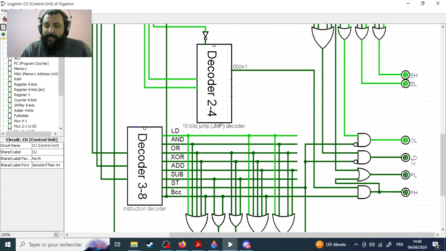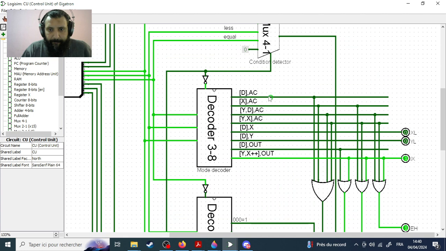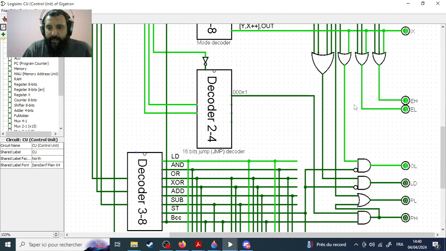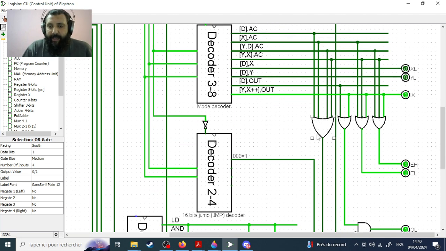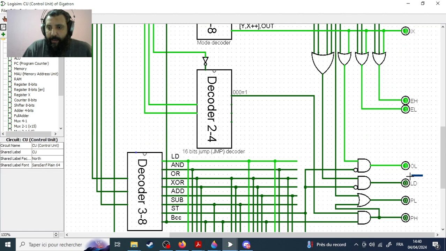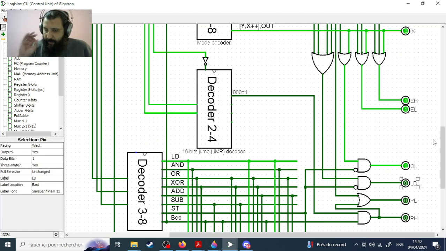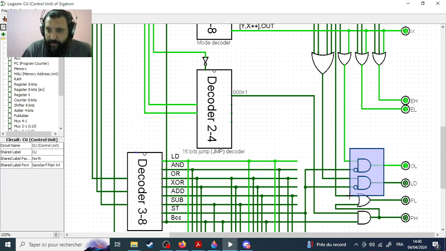This is very simple. And this is exactly the same for LD. LD is the signal to write on X, on the accumulator. When do we use the accumulator? D and X, Y. Yes, it is used with the first four modes. And it's very simple. We can see this OR gate activates when we choose one of the four. If we choose one of the four, this OR gate activates the accumulator signal.